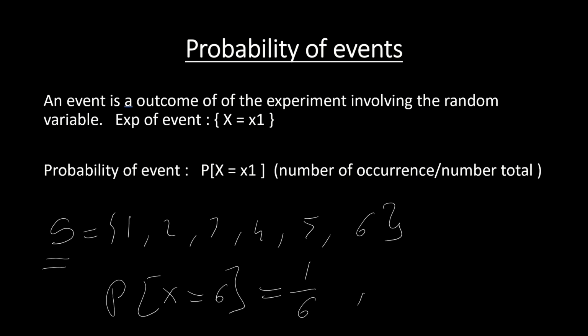The probability of getting 5 is again 1 over 6, because all of them have the same chance of getting one specific outcome. That's why we say the probability is 1 over 6, because we have 6 possibilities and we can always get one of them. So they have the same chance of occurring.